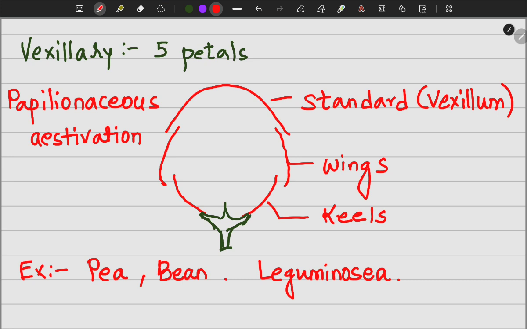Alright, so this was about aestivation and the types of aestivation found in flowers. That's all for this session.